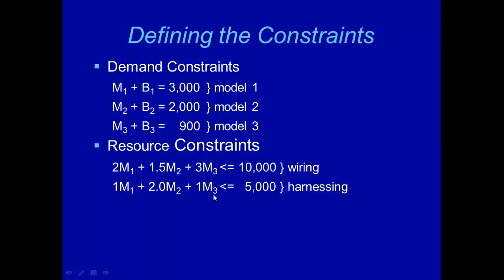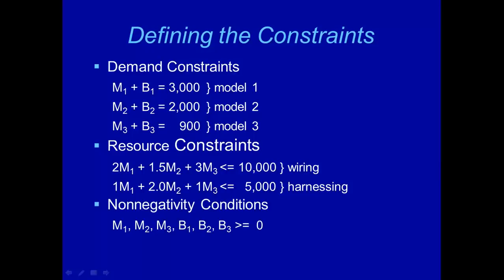Similarly, the total number of harness hours needed should be no more than availability, 5,000 hours. It's going to be 1 times M1 plus 2 M2 plus 1 M3, which is less than or equal to 5,000. Last but not the least, non-negativity constraints. We want all of those 6 decision variables to be non-negative. Okay, now we're ready to move on to Excel.